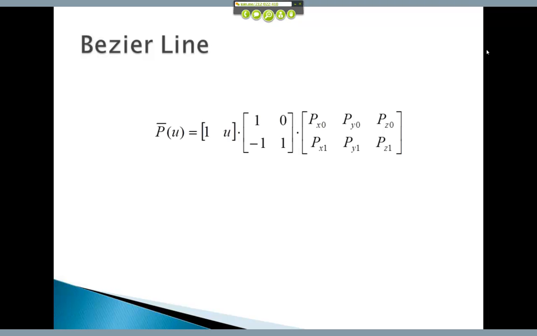So our parametric line is a Bezier line. It's also a NURB line. It's also a B-spline line. It's also a Hermite line. All of them look exactly the same.